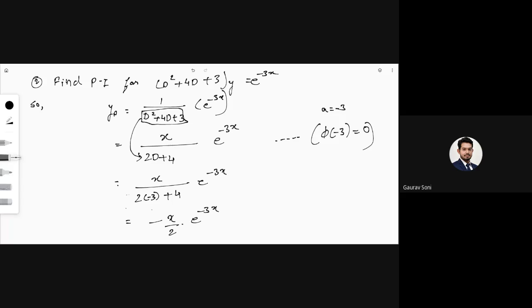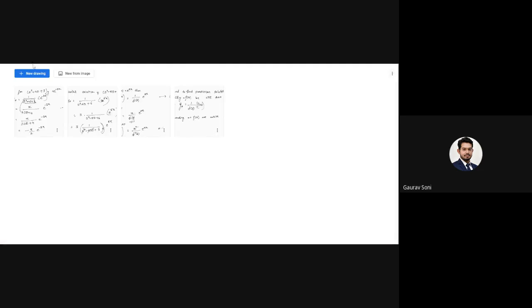Whenever, after putting the value of a, it becomes 0, quickly you take the derivative and multiply x in the numerator. If it again becomes 0, again you take the derivative and multiply by x in the numerator. That is the procedure to be followed. So you can try this now. Find the particular integral for (D minus 1) cube y is equal to e to the power x. Do it, you have 2 minutes.